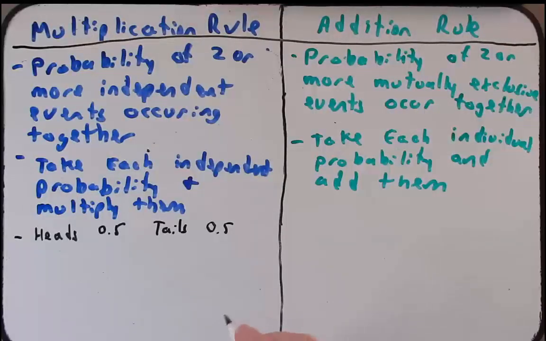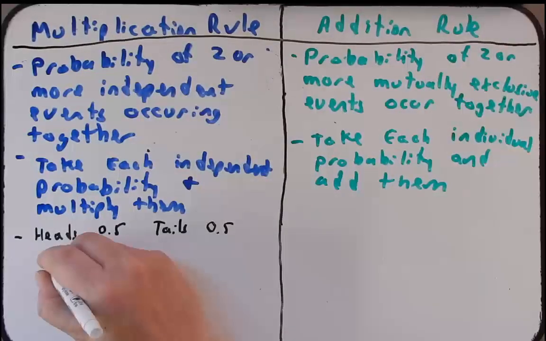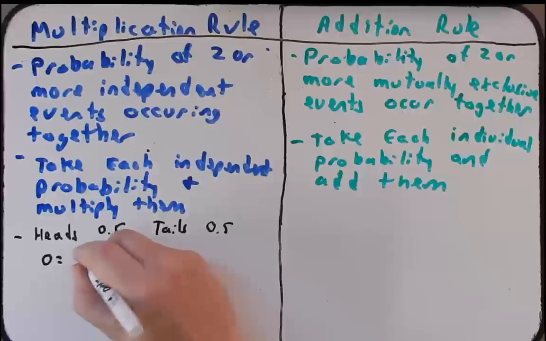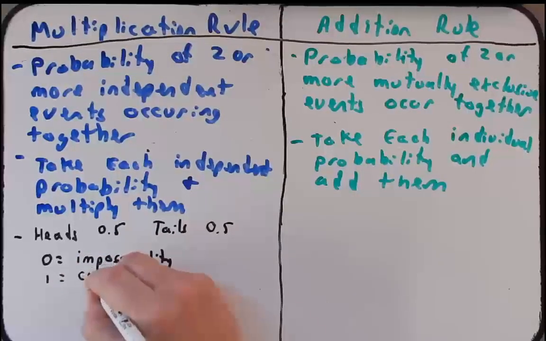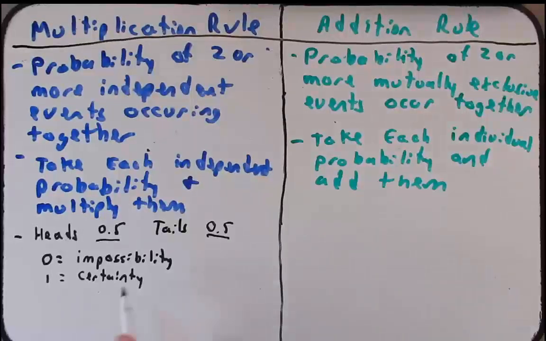I should take a moment just to go back and say something about probability. A probability of 0 means there is an impossibility that that event will occur. A probability of 1 means there is a certainty that that event will occur. So when you report a probability, you should use values between 0 and 1.